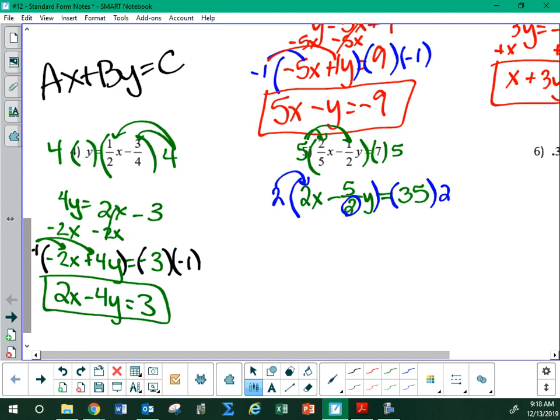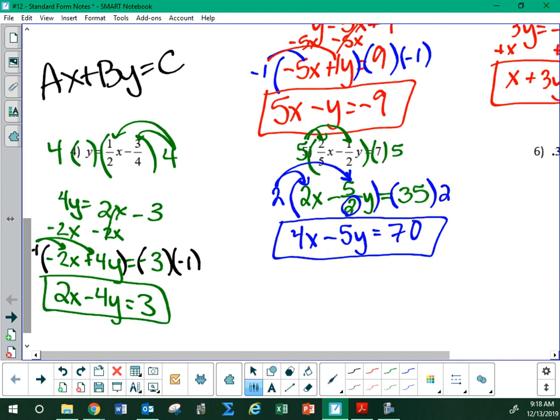So 2 times 2 gives me 4x. Now that will make it so we have just negative 5y, so no more fraction, equals 70. My x is already positive. I already have the x, y, constant, so now I'm done. So you don't want any fractions.